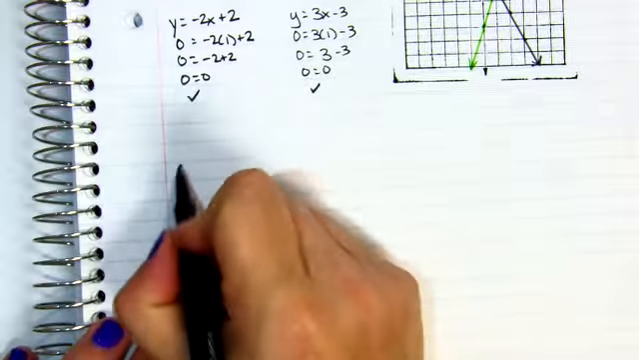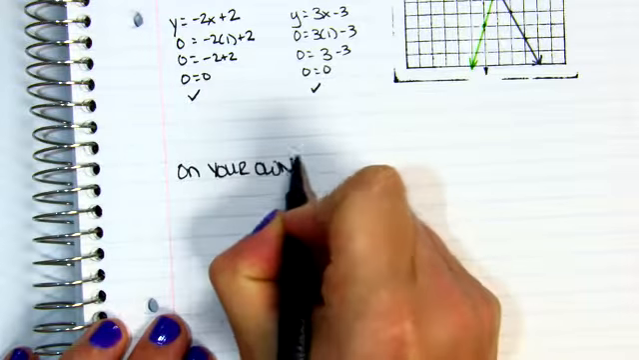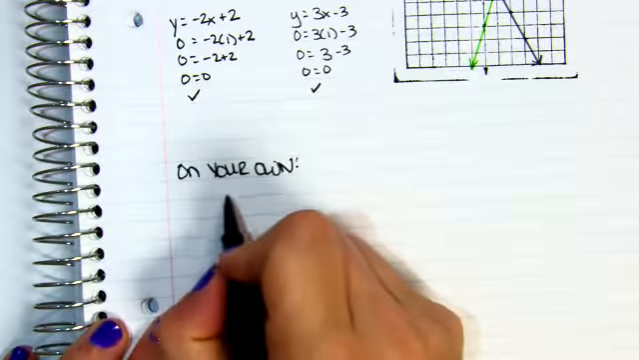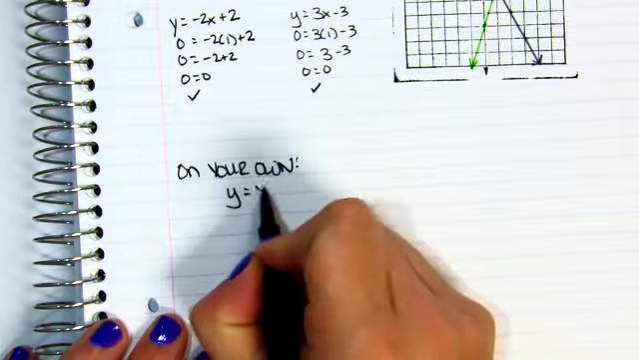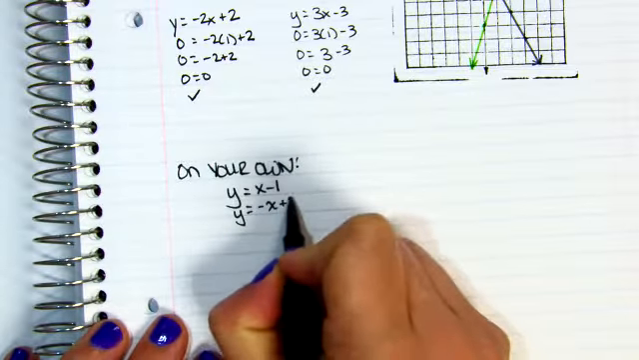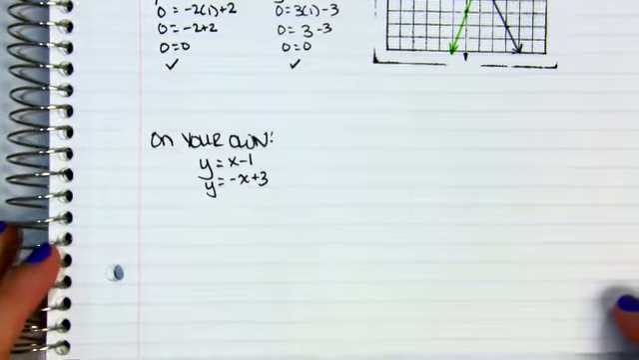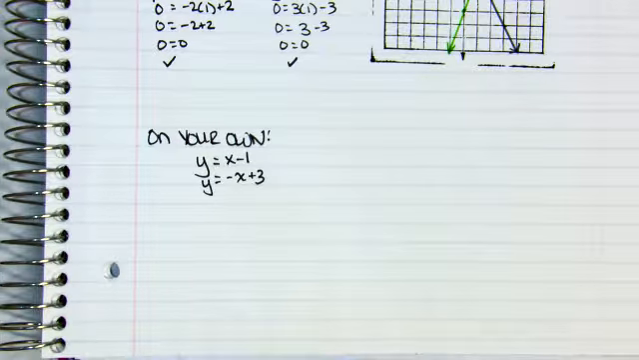Okay, now I want you to try it on your own. I want you to graph this system. y equals x minus 1, y equals negative x plus 3. So I want you to find the solution to this system of equations.